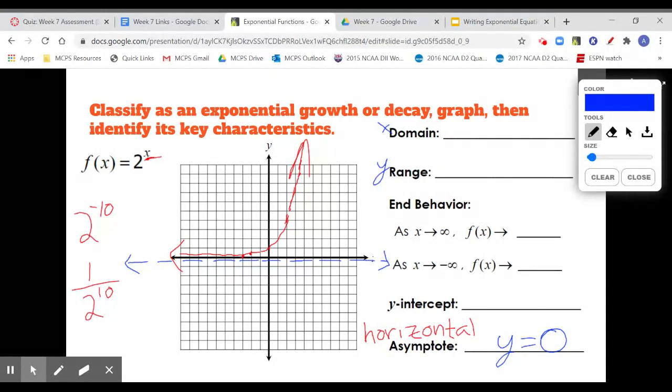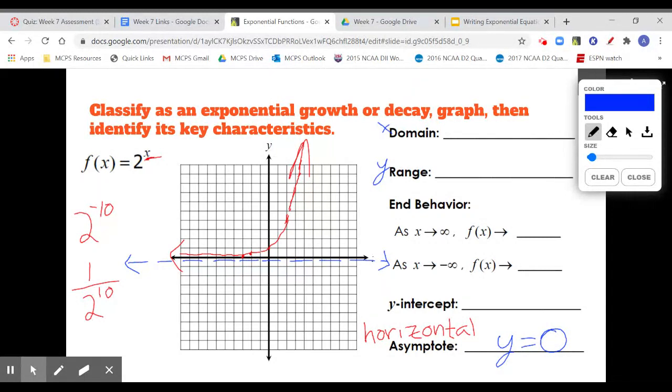Domain is basically the set of all x values in my function, and the range is the set of all y values. So when it comes to domain, I'm looking for the x values. I'm looking for how far left and how far right my graph goes. Remember, we also always read the graph from left to right.